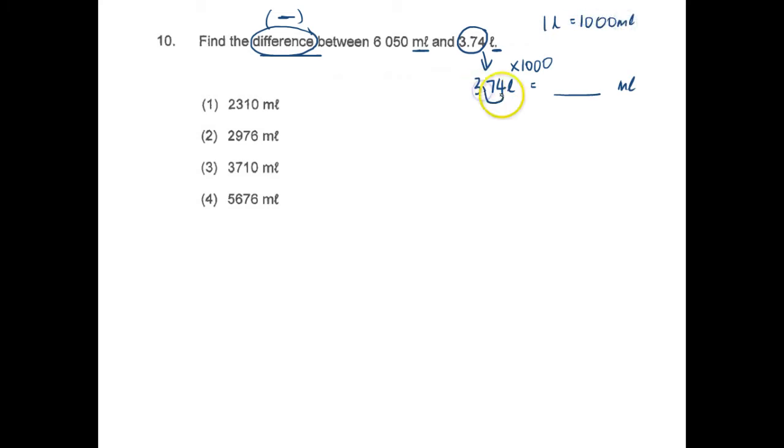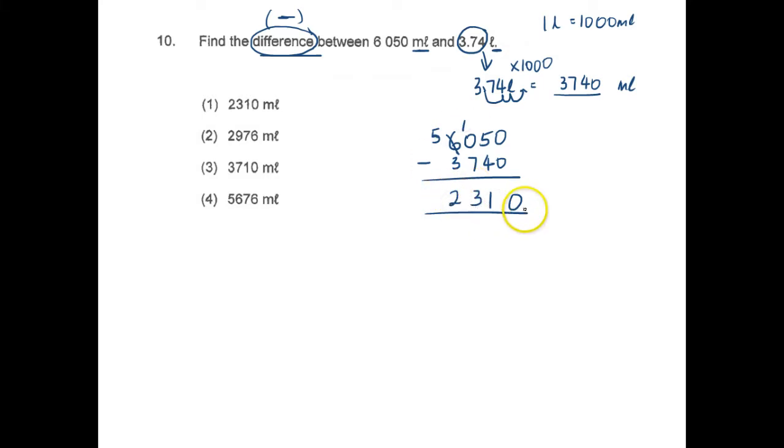So now I move my decimal points. 1, 2, 3 is 3,740 milliliters. I want to find the difference. I take 6,050 minus 3,740. 5 minus 4, 5 tenths minus 4 tenths is 1/10. So this is 5, 3, 2. 2,310 milliliters. So option number 1.